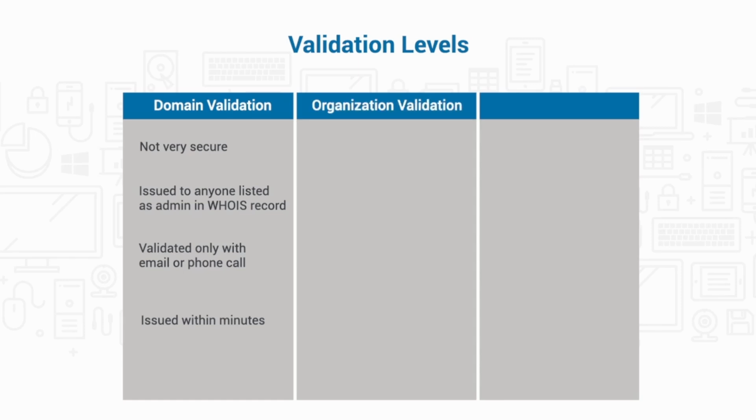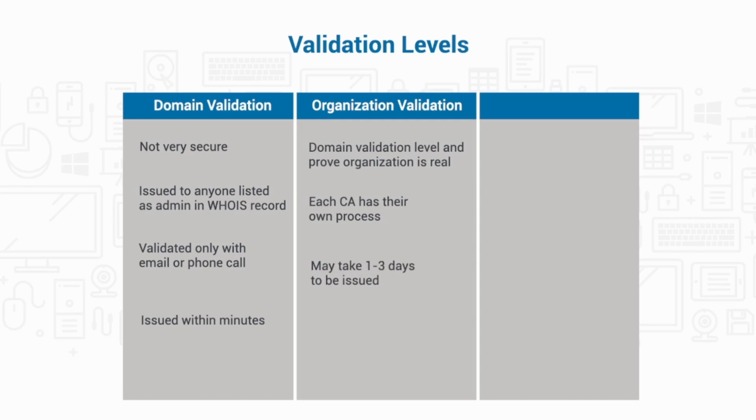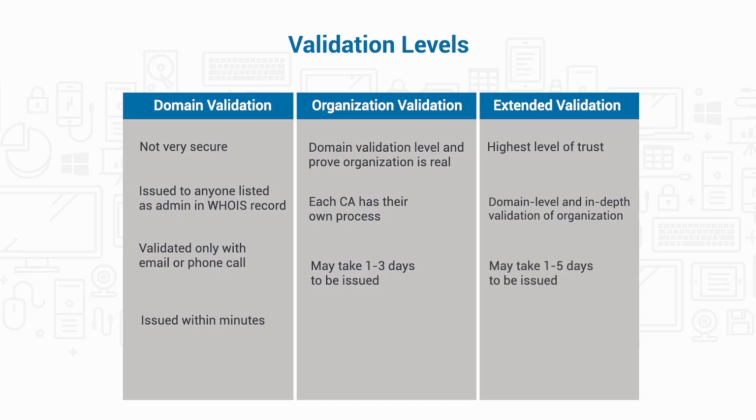An organization validation requires the certificate purchaser to not only prove that they're a domain administrator, but also that the organization is real. This process varies with each CA, but it's more in-depth than a domain validation. These certificates may take 1 to 3 days to be issued. Extended validation is the highest level of trust. An extended validation requires the purchaser to prove that they're the domain administrator and also requires a much more thorough vetting of the organization itself. These certificates may take 1 to 5 days to be issued.